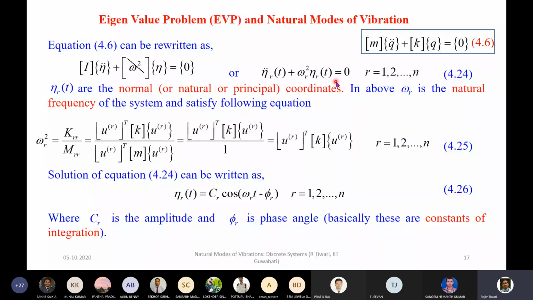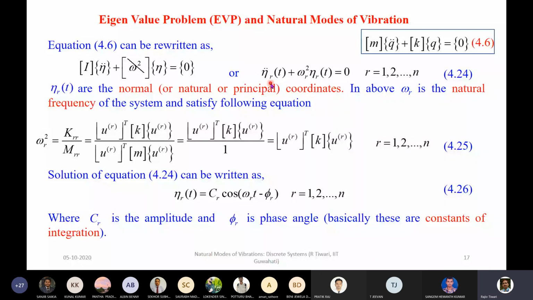So this is one of the equations, the rth row. If we take it out, this will be the equation, where r can be 1 to n. So now you can see the advantage of normalizing the eigenvector with respect to the mass matrix. Because of that, we are getting the coefficient of the acceleration as 1.